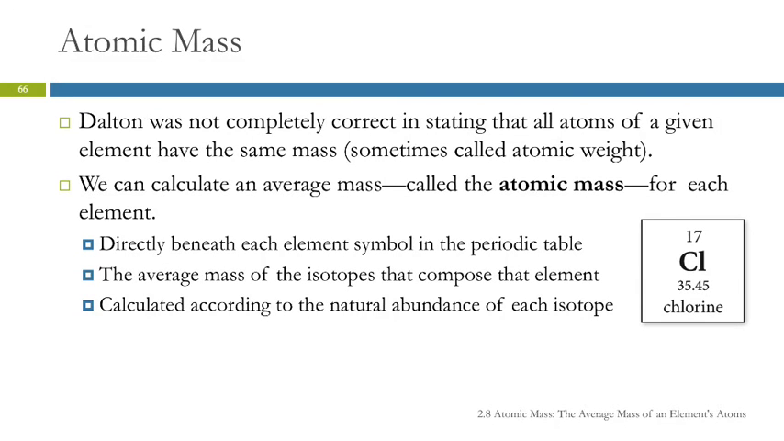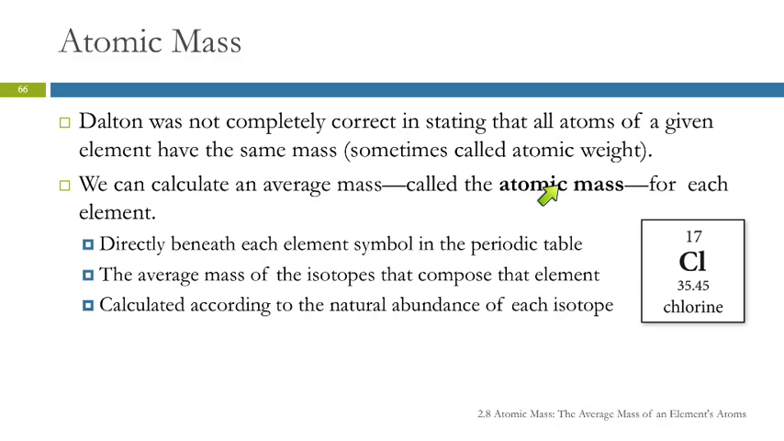So we talked about Dalton's atomic theory, and one of the things he said was that all atoms of a given element are identical and have the same mass. We know now that that's not quite true, that there are isotopes, and because the isotopes differ in the number of neutrons, they're going to have slightly different masses. The mass of an atom is sometimes called the atomic weight. That's the older term. Now we prefer atomic mass.